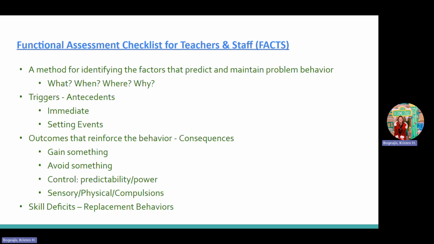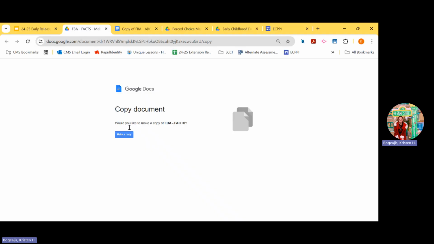And then skill deficits. What are the replacement behaviors that we need to teach in order to see a replacement behavior possible, right? Because we can't just say the student needs to be making better choices. What does that look like? What are these better choices that we speak of, right? We can't just say that a student needs to have calm hands and a calm body without giving them the social stories or the modeling that they need in order to understand what those replacement behaviors are. So the FACTS is really going to be an all-encompassing document. So let's take a look at it.